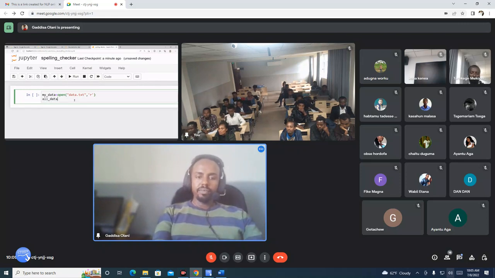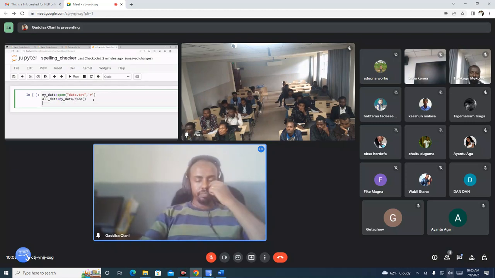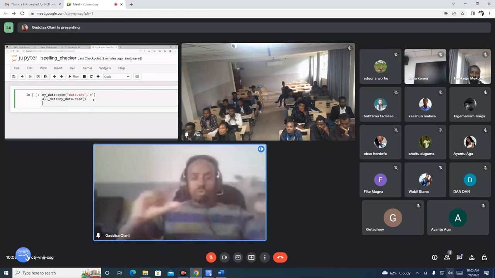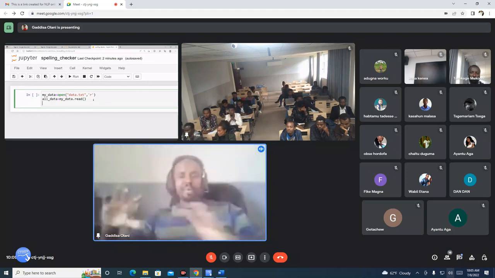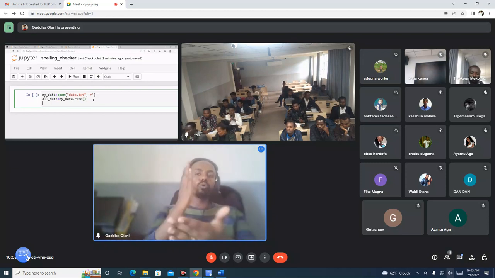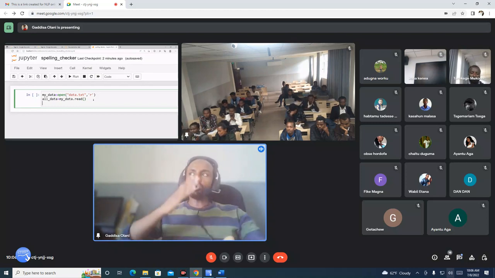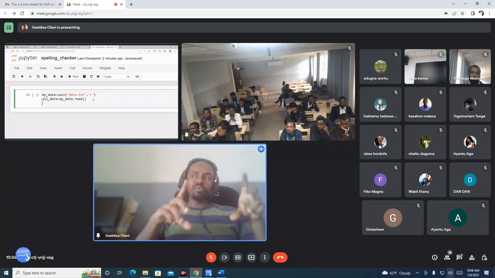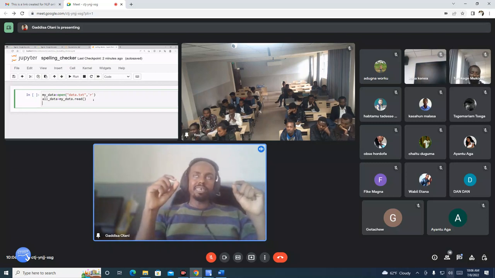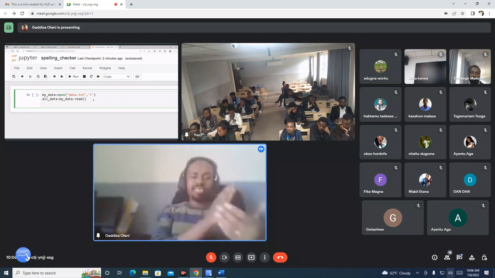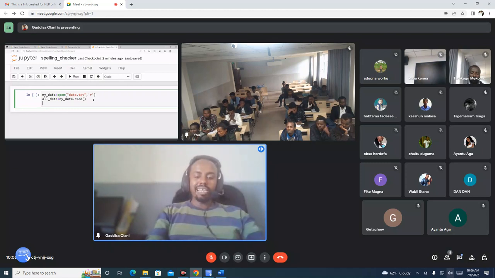So we are going to read all the data. My data here, I do have one variable, my data dot read. Then the next step is we need to tokenize the sentences into words, because the spell checking is done at the word level.